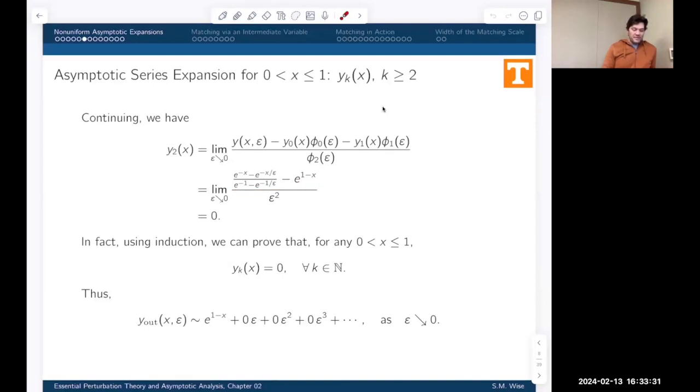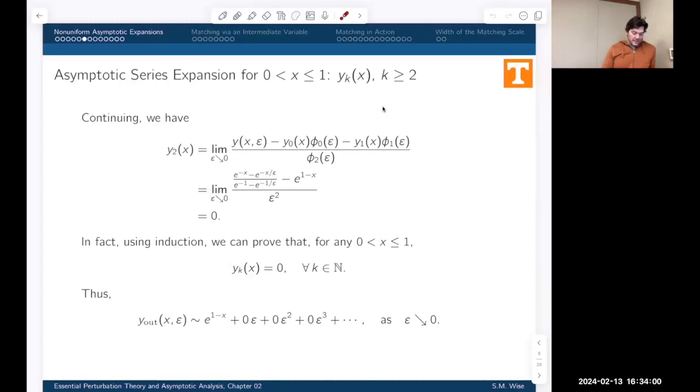For the same reason that the limit was 0 previously, but this is going to come out to an indeterminate form, 0 over 0. You have to take the derivative maybe twice in this case to figure out what the limit is. But it works out to be 0 in any case. So y2 is also 0. What about y3? That's also 0. You can do this inductively and show that yk has to be 0 for all k.